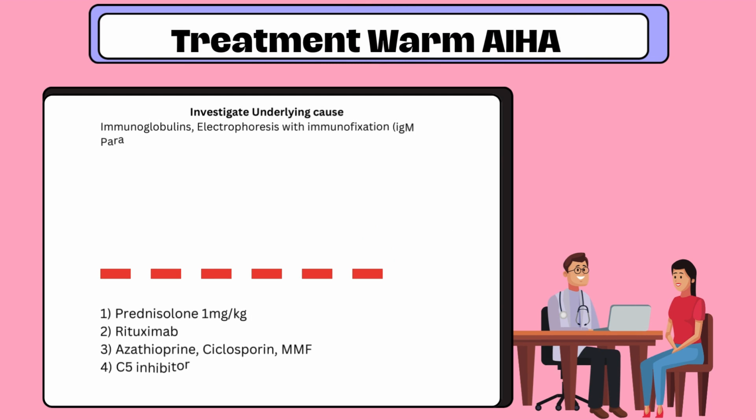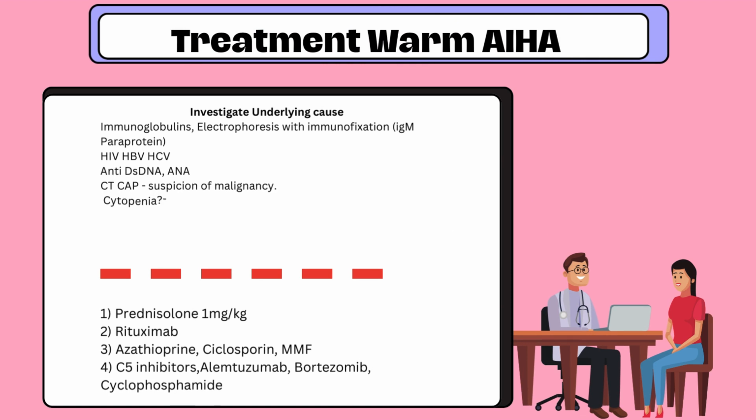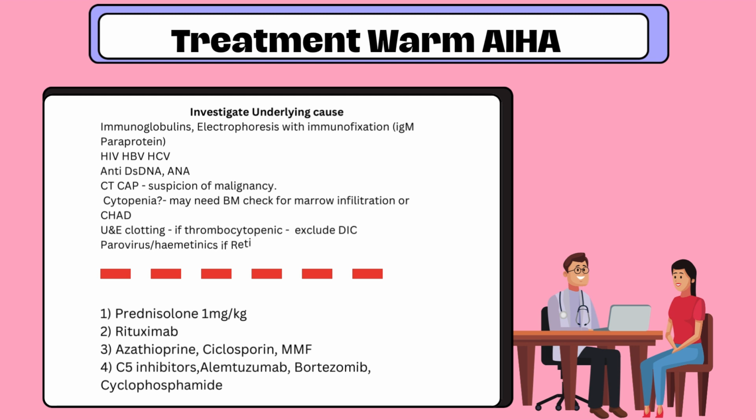So when you have a bit more time to think about treatment for warm autoimmune hemolytic anemia and the patient's not rapidly hemolyzing, you'd investigate an underlying cause by looking at immunoglobulins, whether there's an IgM paraprotein present, HIV, hepatitis B, hepatitis C tests, anti-DNA and ANA tests looking for connective tissue disorders. You might do a CT if you suspect malignancy. If they have cytopenias in their blood, you'd have to do a bone marrow to check for marrow infiltration with CLL or CHAD. And if they're thrombocytopenic, you need to exclude DIC, so do their clotting, as well as check for TTP and their renal function.